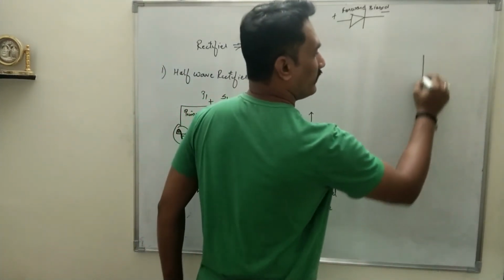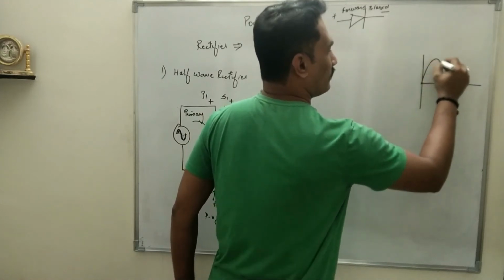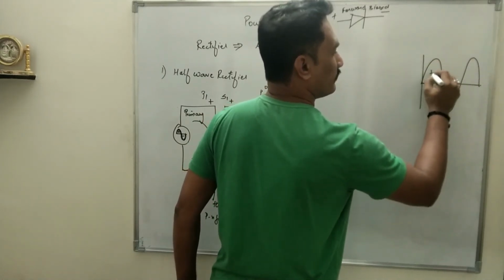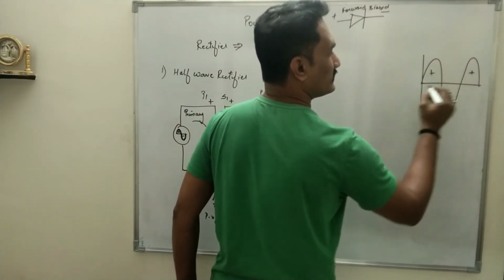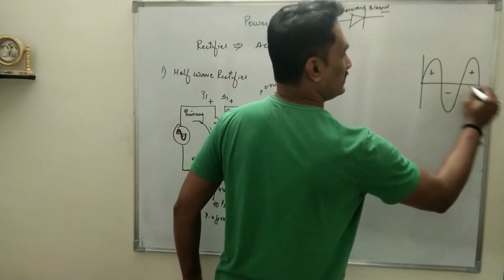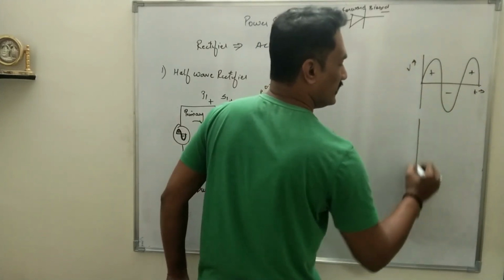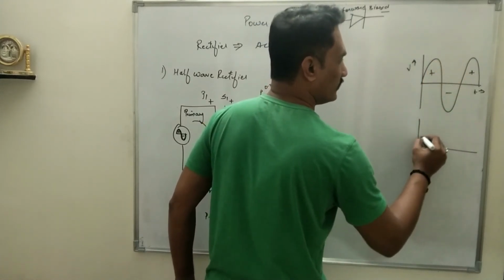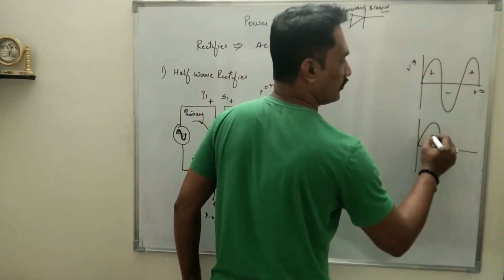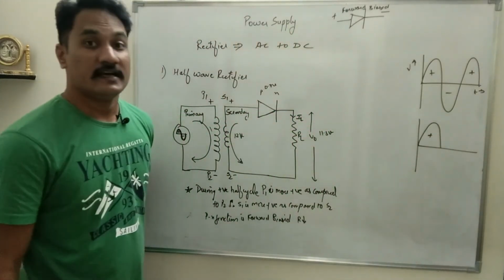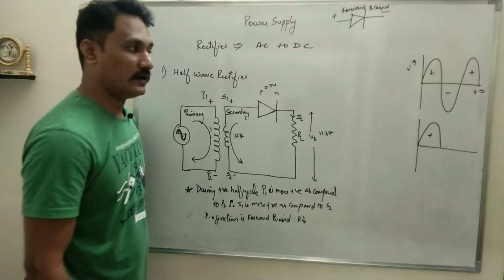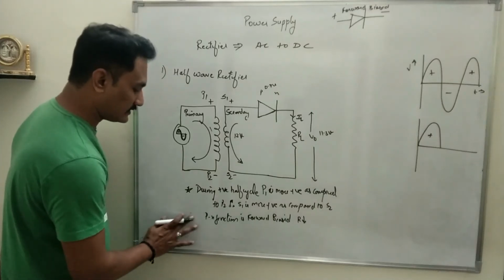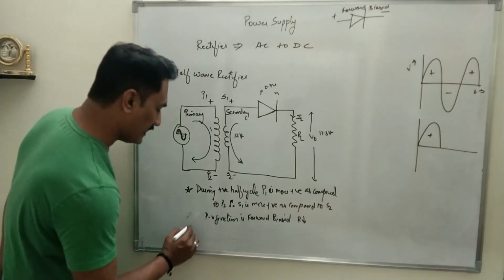If you draw the output waveform, this is the positive half cycle, this is negative, this is the positive half cycle, this is T, with respect to V. If you take the output, almost the entire secondary voltage will be produced at the output. The positive half cycle is rectified. Let us now try to understand what happens during the negative half cycle.